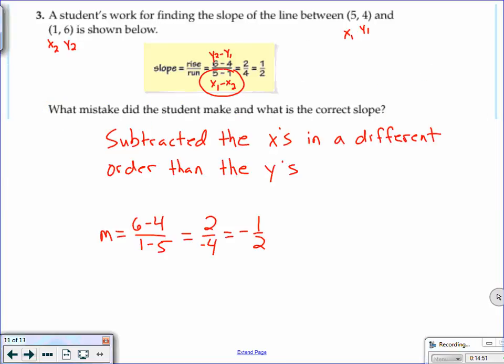Okay, number 3, if you take a look here, what happened was the student messed up trying to find the slope. They subtracted the x's in a different order than they did the y's. So 6 is the y2 and 4 is the y1. If you do 6 minus 4, then you have to do 1 minus 5 on the bottom for the x's. They didn't do that, so they ended up with a positive 1/2. It should have been a negative 1/2 for the slope. So that's what they did wrong there.